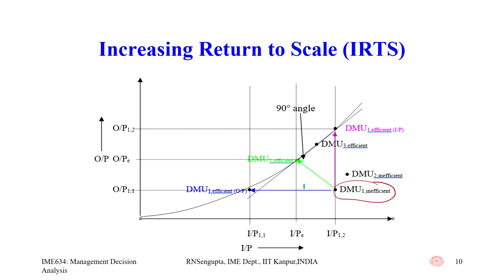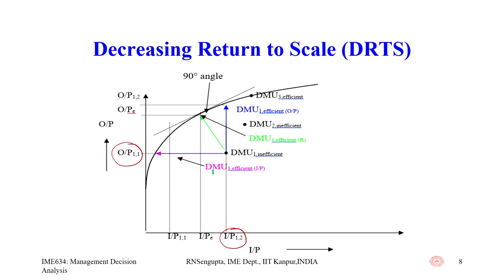Now, the reason why I have drawn DMU1 efficient input based and DMU1 efficient output based in different colors, pink and blue, here in the increasing return to scale, and in a similar way for the decreasing return to scale, is that we will come to the model formulation when we pay specific attention to the decreasing return to scale model and the increasing return to scale model, where it will be analyzed whether the input oriented model or the output oriented model is more important, more plausible and more practical.